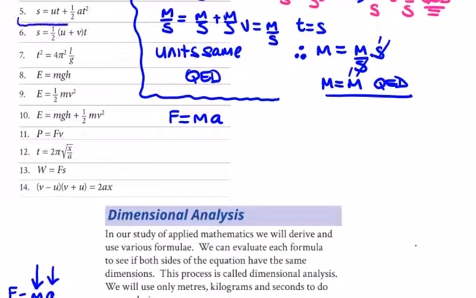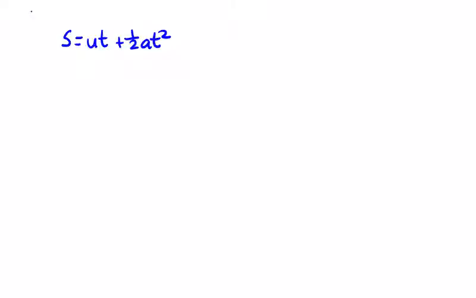Number 5 here, s is equal to ut plus a half at squared. Another famous equation we're going to see a lot of. So we know s is displacement, which is in meters. This is equal to u, which is ms to the minus 1, or meters over seconds, times time, which is in seconds. I'm just drawing the arrows to show you which one is which.